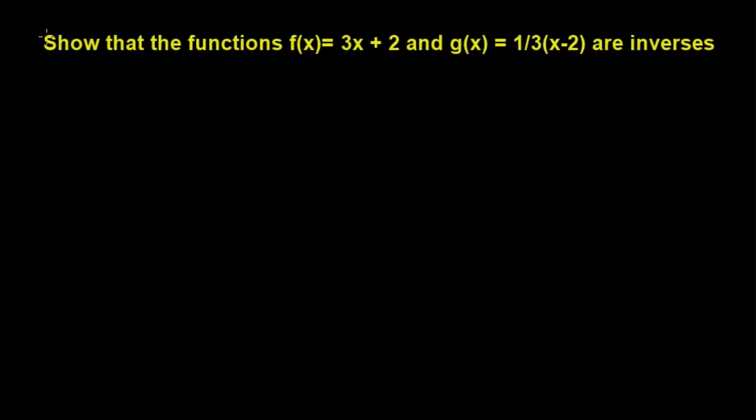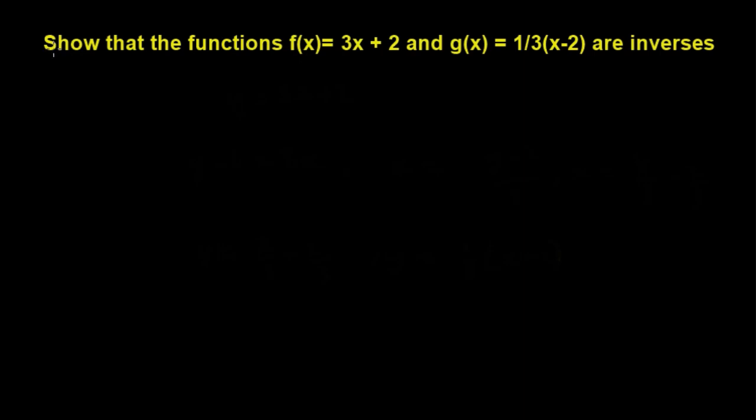So let's try this problem here. We want to show that the functions f of x equals 3x plus 2 and g of x equals 1 upon 3 x minus 2 are actually inverses of one another. So let's pause the video and give it a little go and see if you can get the answer.